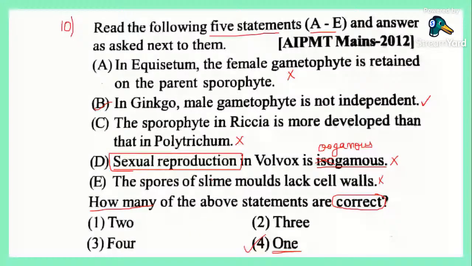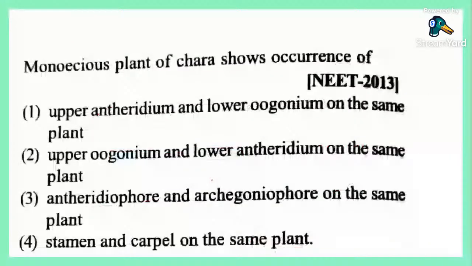Yes, very good. Moving on to question number 11. Monoecious plant of Chara shows the occurrence of... I have been frequently telling you the diagram is very, very important. This is a NEET 2013 question. It can be a frequently repeated question, or it can be a question for your NEET 2021 as well.